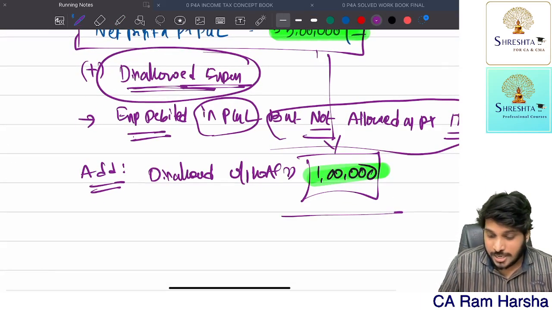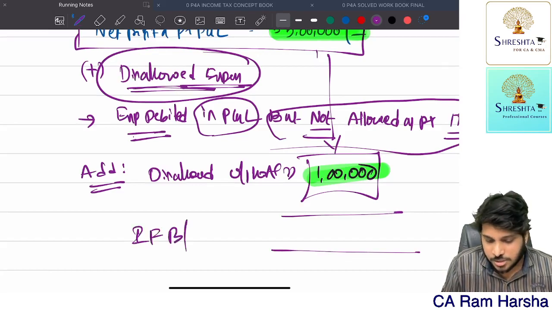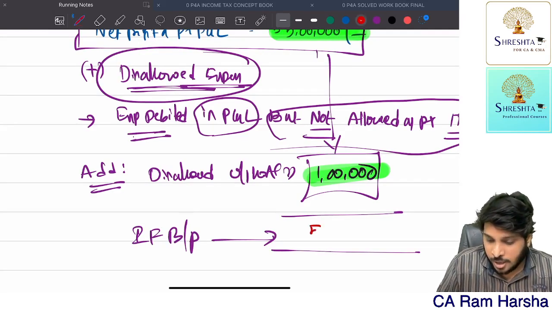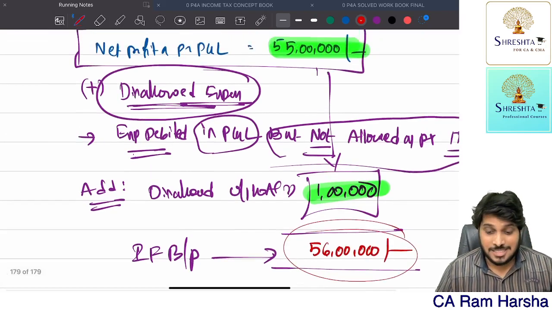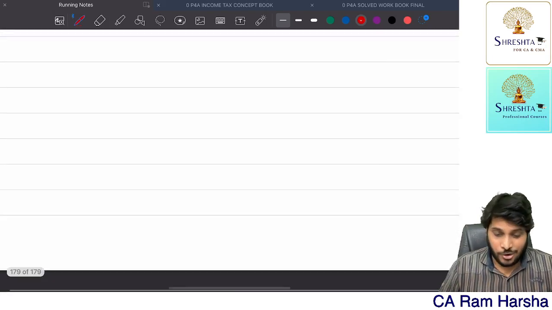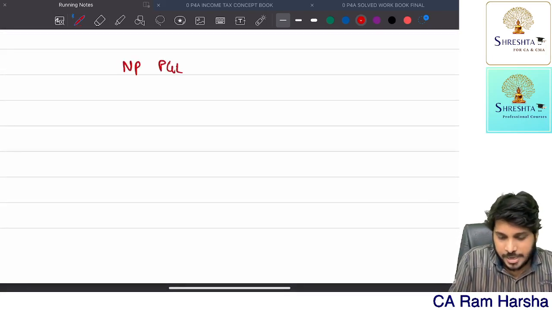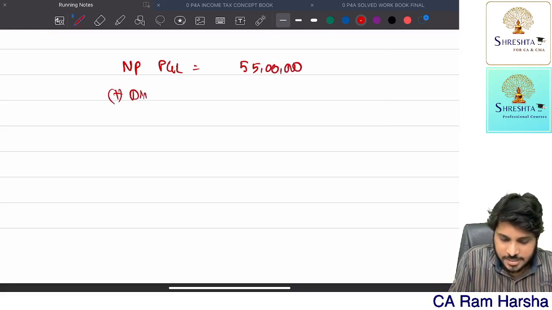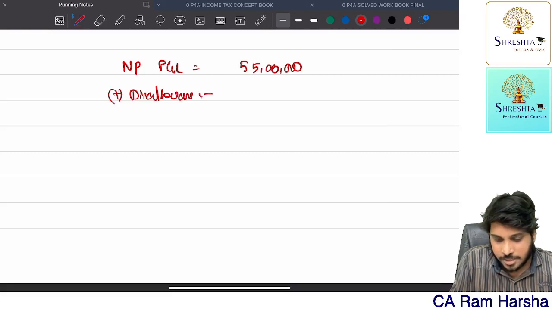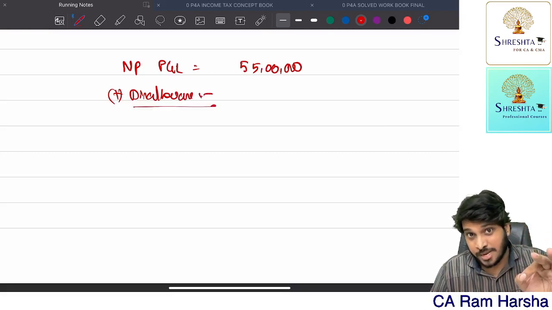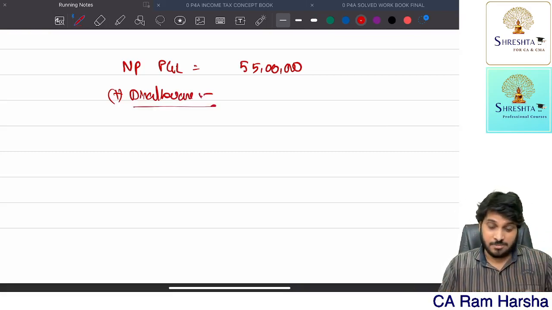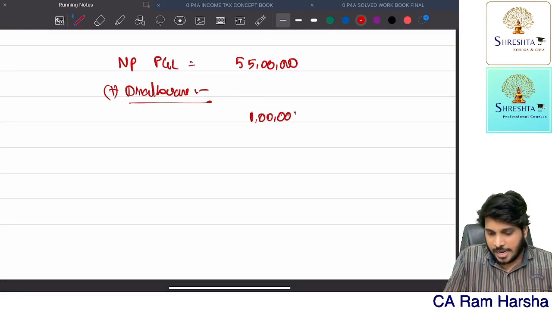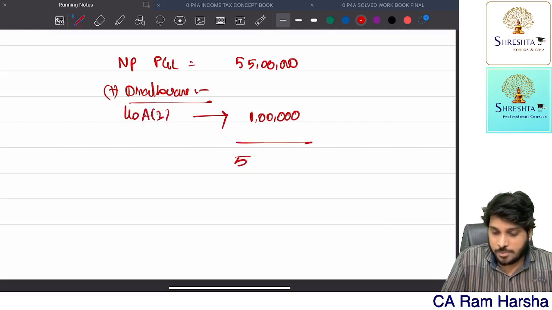Now tell me, what is the profit under income from business or profession? 55 lakh plus 1 lakh, how much? 56 lakh. See, same answer we got. What I did: net profit as per P&L account 55 lakh, plus disallowances. Disallowances means items debited to P&L, already debited to P&L, but not considered under income tax law. How much is it? 1 lakh. What is the reason? Section 40A subsection 3 disallows that.